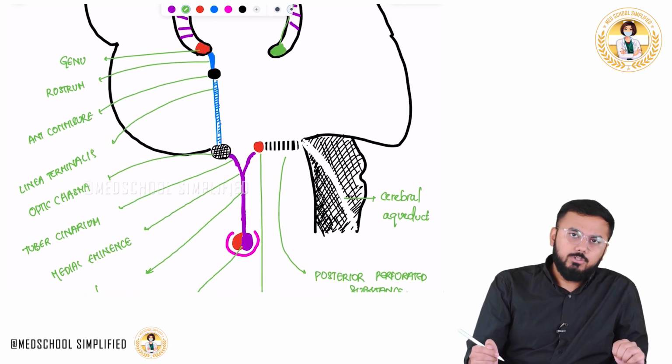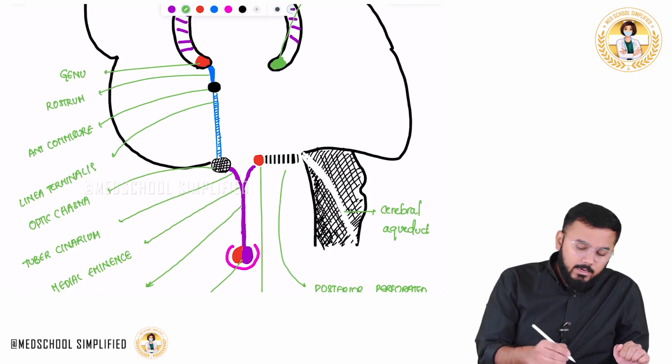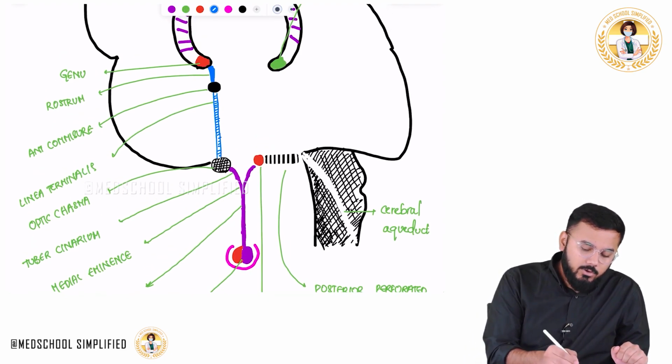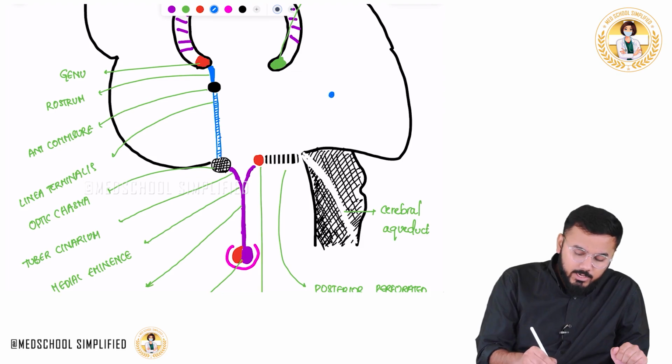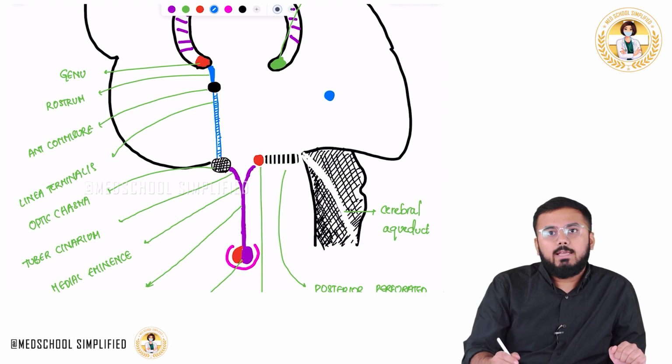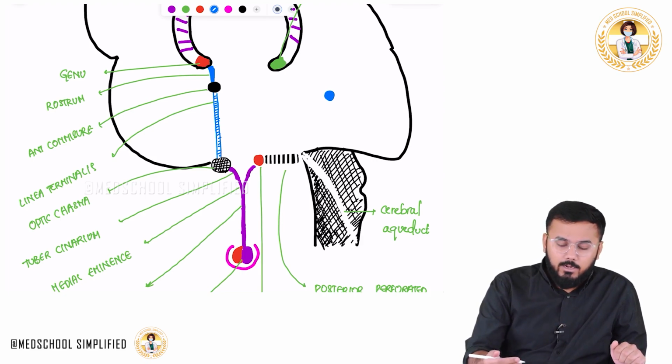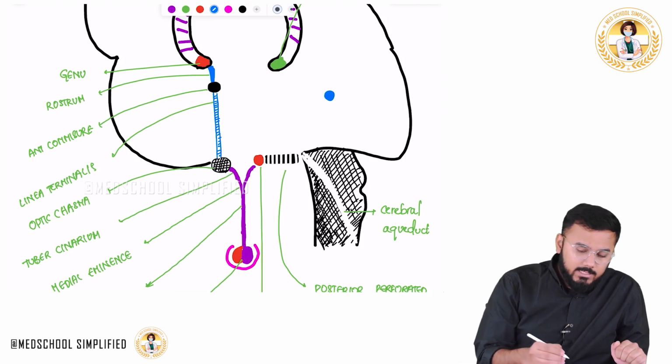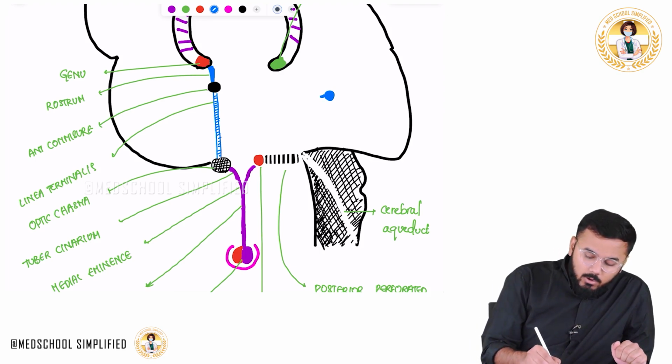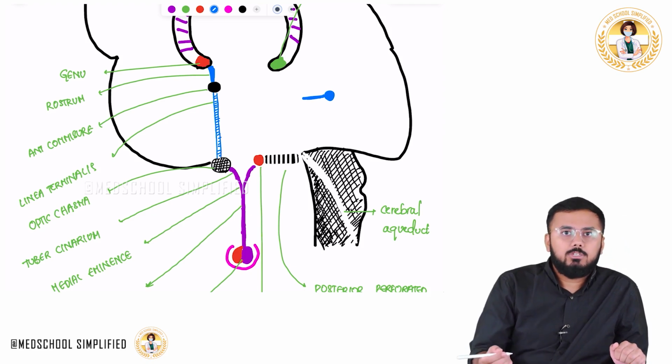Second important structure which you have to know here is that, if you look carefully guys, here you have got one more important structure like this. You see this structure? This structure over here is called the pineal gland, right? For pituitary gland, we have got a stalk called the pituitary stalk. In the same way, for pineal gland also we have got a small stalk like this. This is called the pineal stalk.